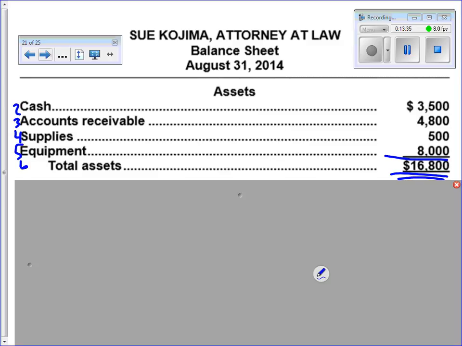So when we do the liabilities and owner's equity, what number are we shooting for? Assets equal the two, liabilities and owner's equity, added up. I'm going to ask kind of the obvious question, but why do we write total assets down here? Because there's more than one.